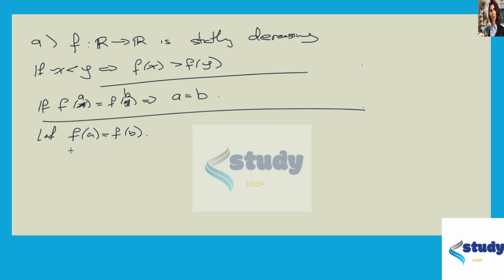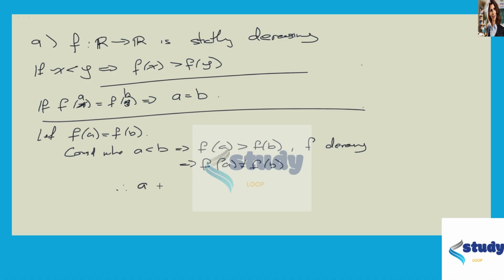So what we'll do is we'll consider when a is less than b. So if a is less than b, then this implies that f of a is strictly greater than f of b, since f is decreasing. Because this is strictly greater, this implies that f of a is not equal to f of b. So therefore a must be greater than or equal to b, because we need this to be equal.